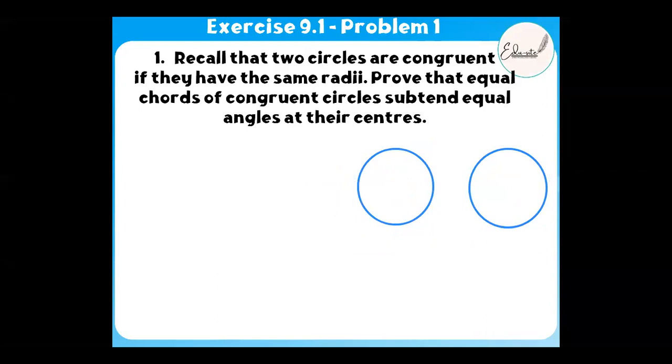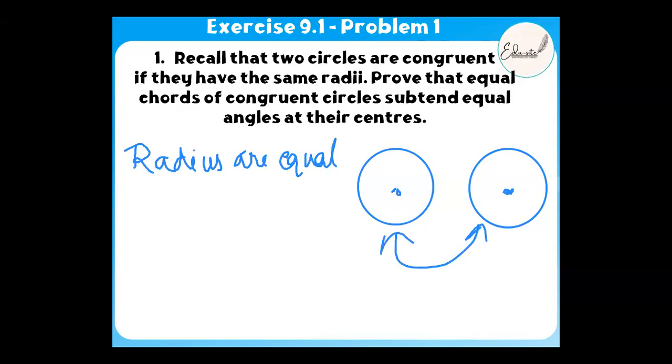Let's write a point there. And just recall करने के लिए कहा है कि there are 2 circles and they are congruent. If 2 circles are congruent, what do we get? Radii are equal in 2 circles, right? Congruent का मतलब क्या होता है? Same circles are written 2 times, correct?